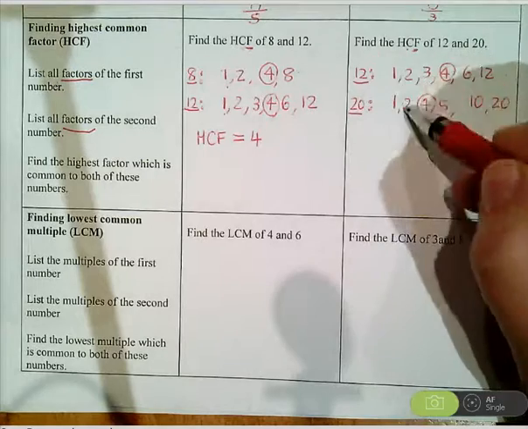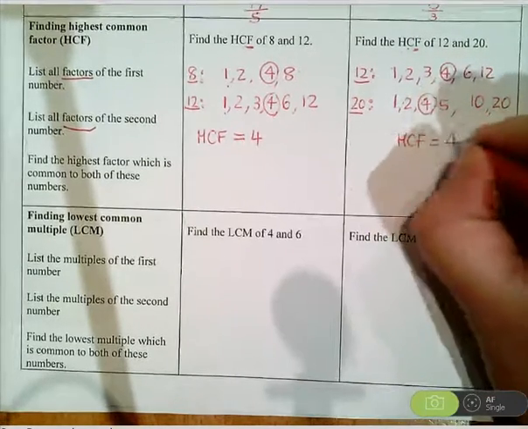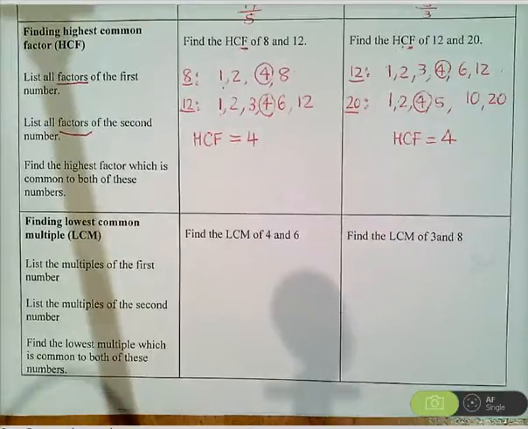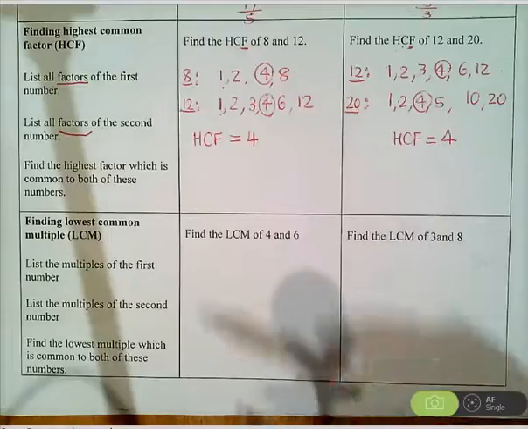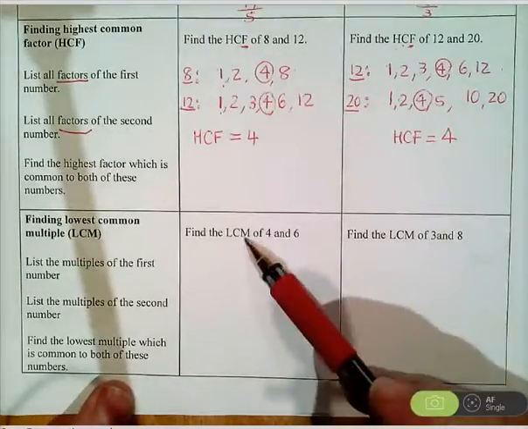And there are 2 in both of them and 1 in both, but again, the highest common factor is 4. Okay, now to find the lowest common multiple of 2 numbers. This question is asking to find the lowest common multiple of 4 and 6. Again, you look at it backwards.